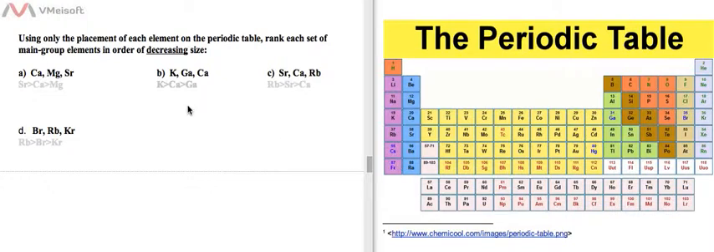All right. So here, using the placement of each element on the periodic table, rank each of the main group elements in order of decreasing size.